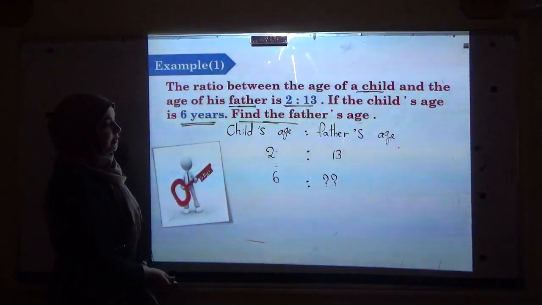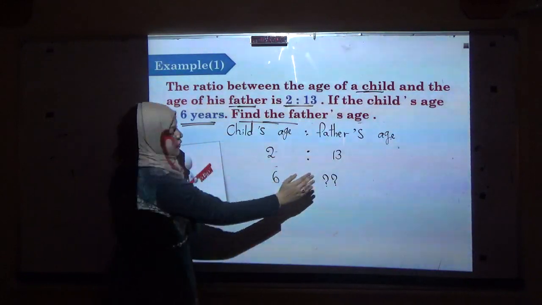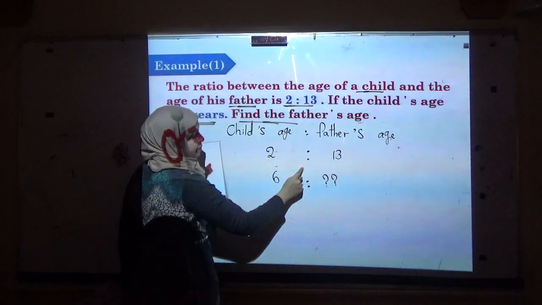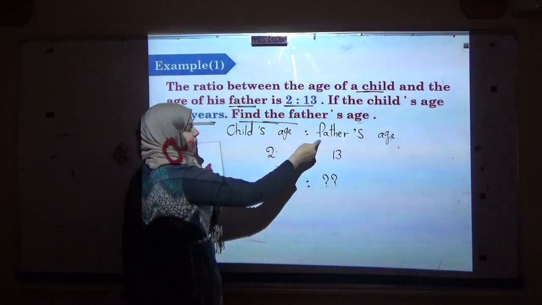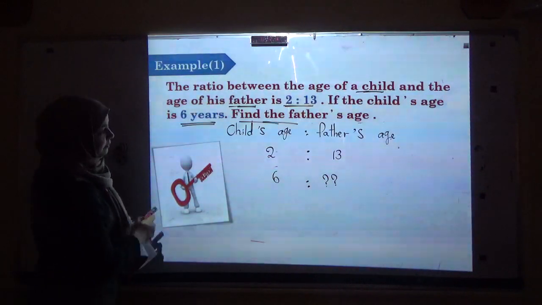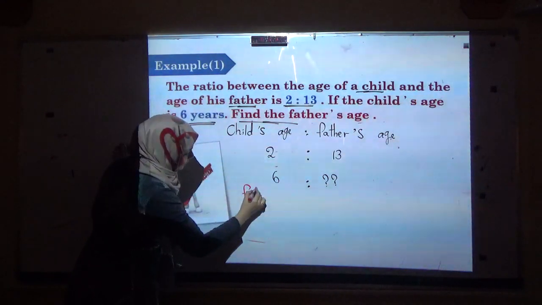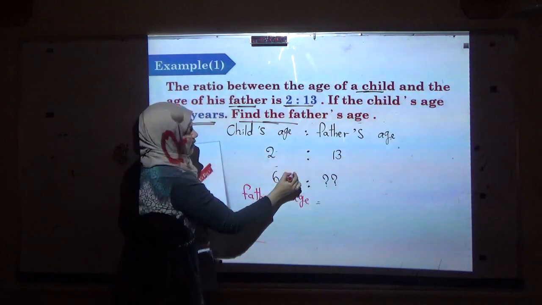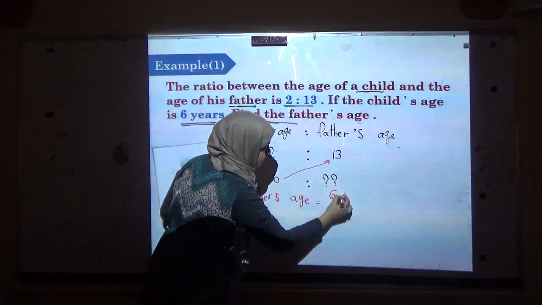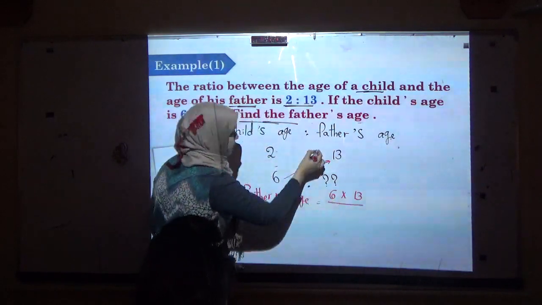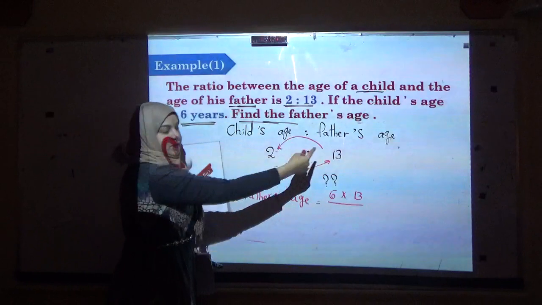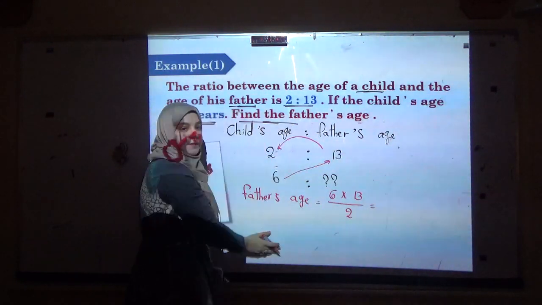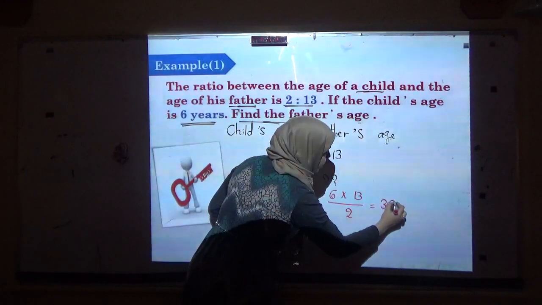Now to find the father's age, we will use cross multiplication. Okay? Here multiply 6 by 13, then divide by 2. So the father's age equal 6 multiply 13 divide 2. Use your calculator to find the result, equal 39 years old.